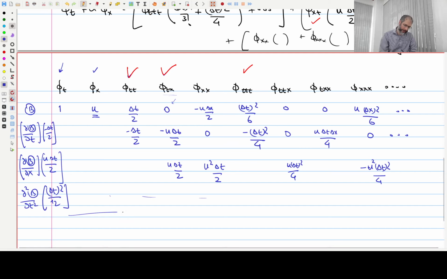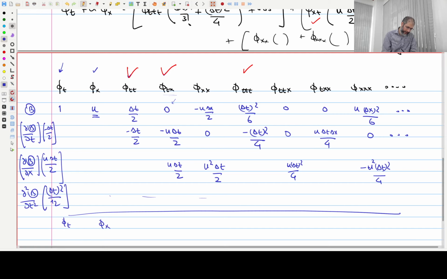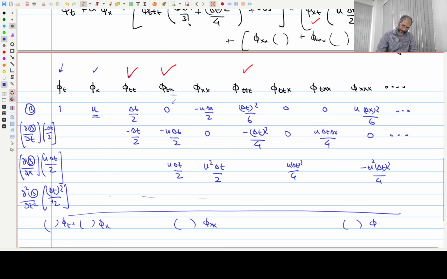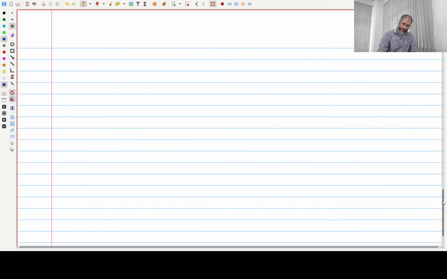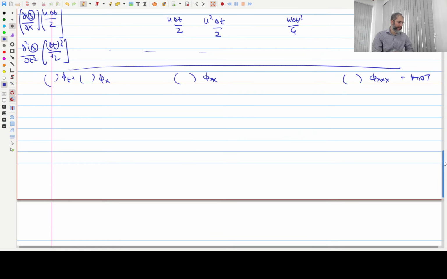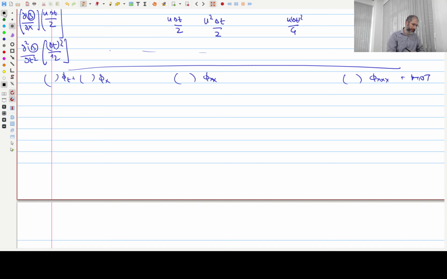And then what you see is that in the end you will have a phi t term, you will have a phi x term, phi tt is gone, phi tx is gone, then you will have a phi xx term, and then we'll have a phi xxx term, and then we may have higher order terms which will contain t, but that's okay. So now what I do is I write the expression for you, and then we will discuss the expression.